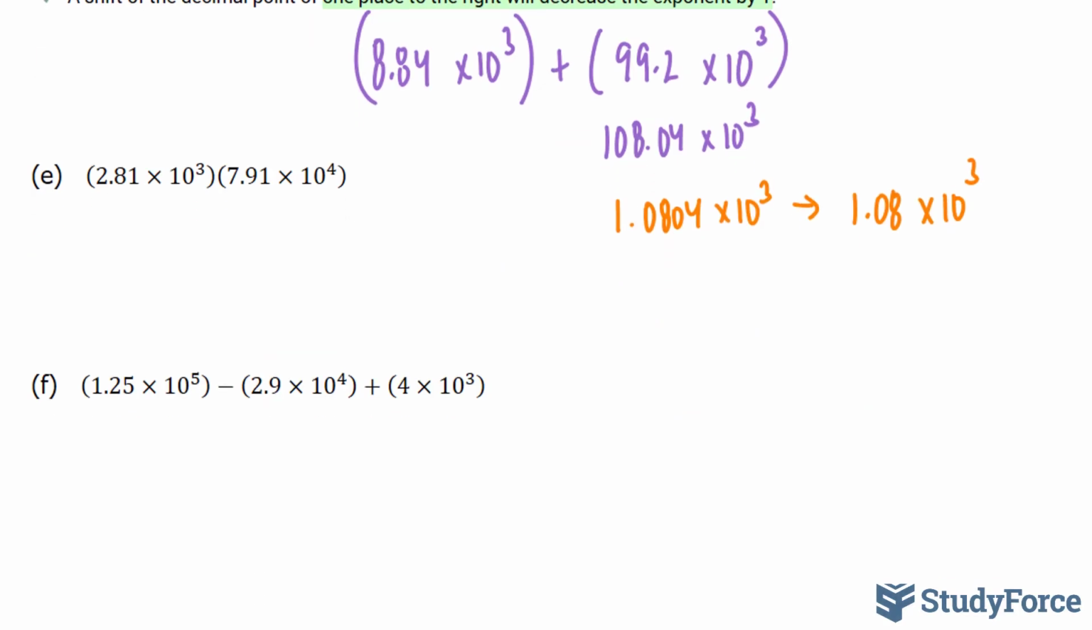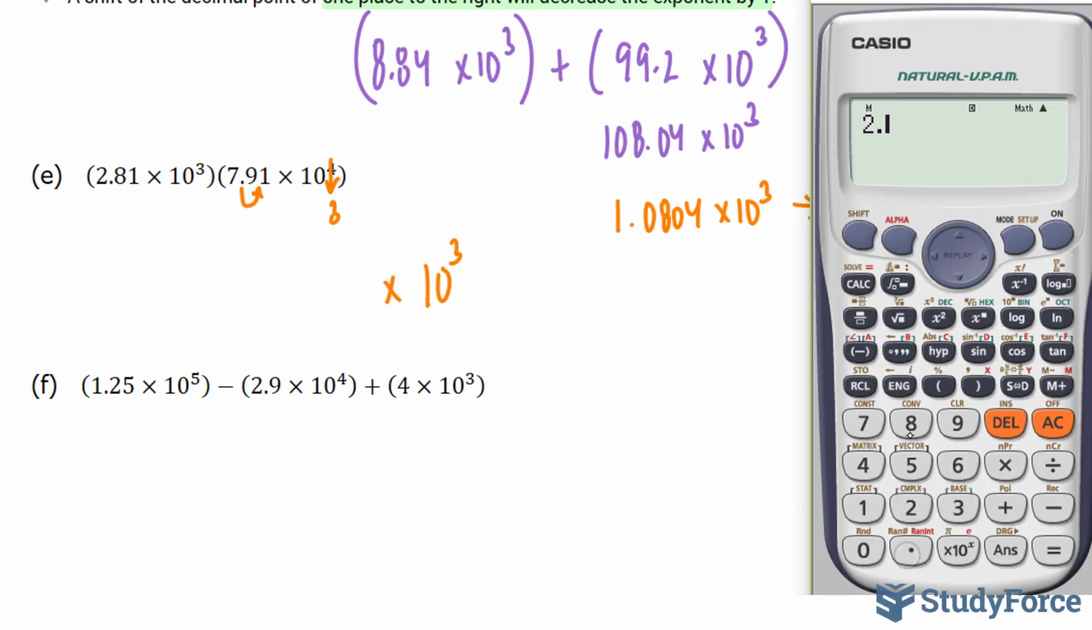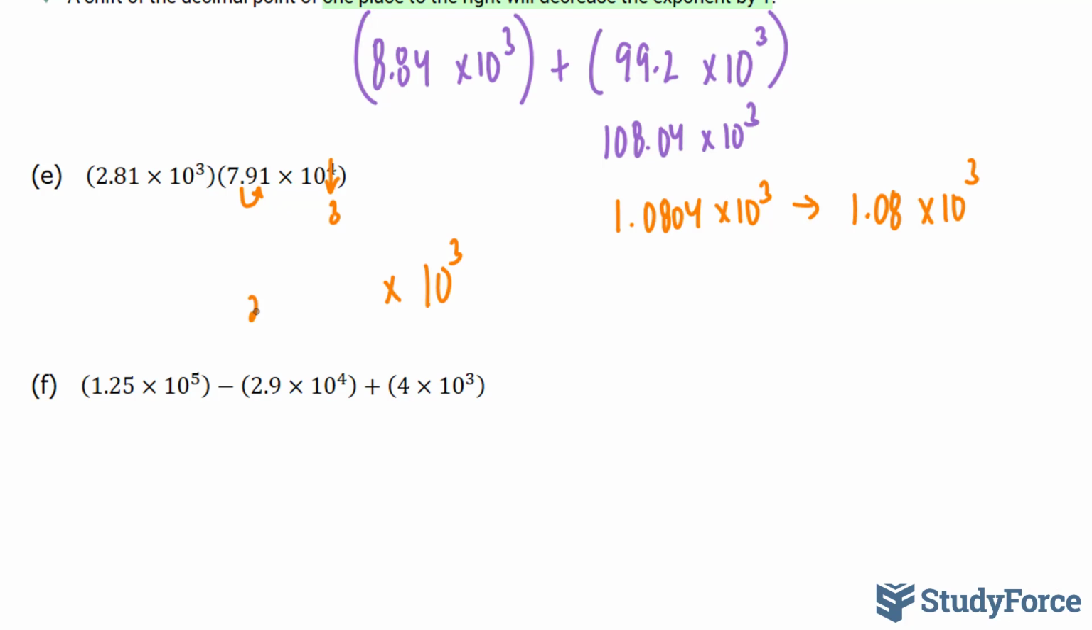Moving on to E. Here we have 2 terms being multiplied together. And notice that this is 10 to the power of 3 and this is 10 to the power of 4. I'm going to do the same thing as before. I'm going to take this right here, shift it once to the right, and this goes down to 3. And the reason why I'm doing that now is because now I can keep 10 to the power of 3, and all I have to do really is multiply 2.81 times 79.1, which gives me 222.271.